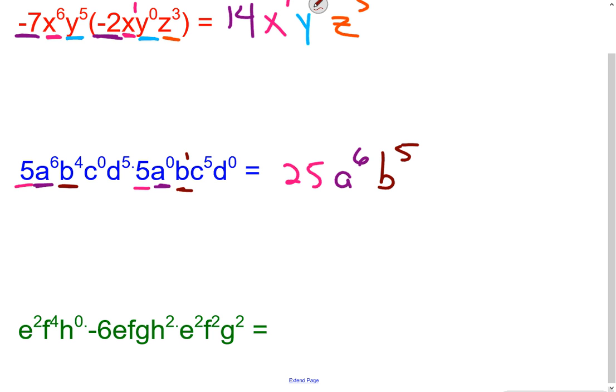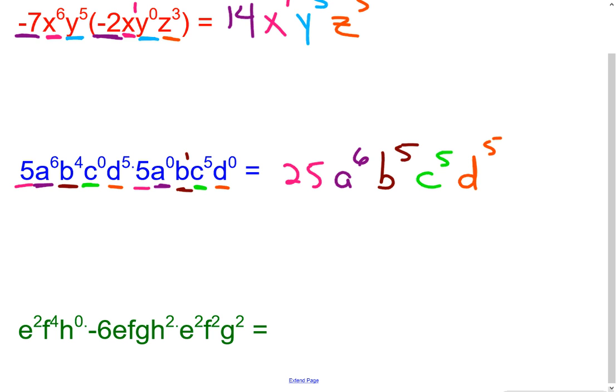Now we go to the c's. So we have c to the 0 times c to the 5th. 0 plus 5 is 5. C to the 5th power. And then last but not least, we have the d's. So d to the 5th times d to the 0. We get to add those exponents again, and we end up with d to the 5th power.